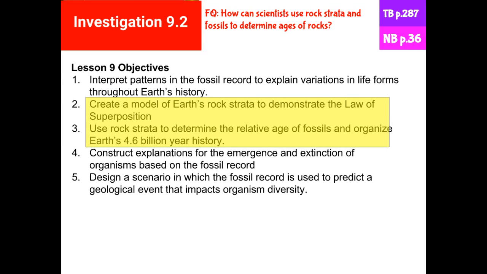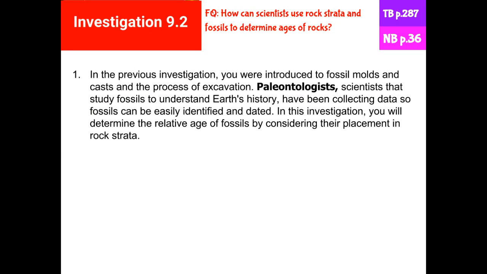Looking ahead at 9.2, our objectives are to create a model of Earth strata to demonstrate the law of superposition, and we're going to use rock strata to determine the relative age of fossils and organize Earth's 4.6 billion year history. In the previous lessons, you were introduced to fossils, and now we're going to talk about paleontologists, who are scientists that study fossils to understand Earth's history.